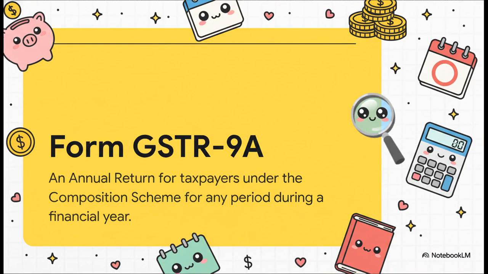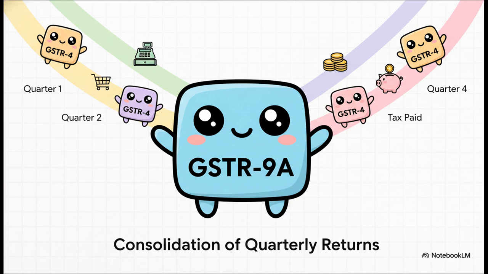To put it simply, GSTR-9A was the annual report card for businesses under the composition scheme. You know, since those businesses have much simpler tax rolls based on turnover, they needed their own special year-end summary. And this was it. Now, the key thing to get here is that this form wasn't about entering a bunch of new data from scratch. Not at all. It was really a consolidation. It just took all the information you already filed in your quarterly GSTR4 returns, your sales, your purchases, the tax you paid, and kind of rolled it all up into one neat annual package.